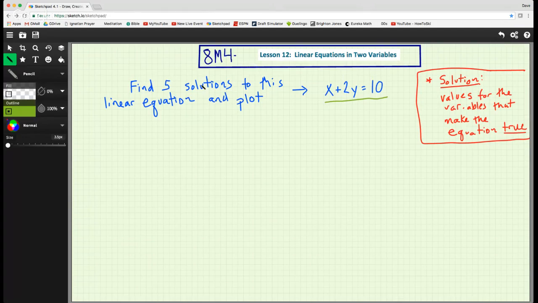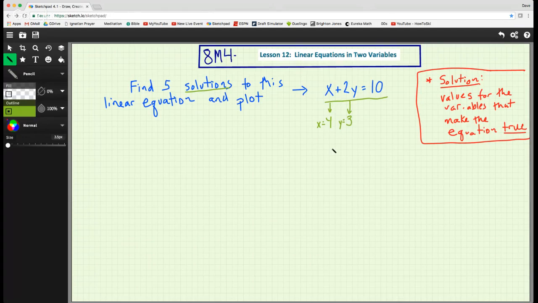Okay, so let's recall what a solution to an equation is. A solution is values that make this equation true. So let's try some numbers. Let's try x being 4 and y being 3. So x equals 4 and y equals 3. Now that's a possible solution. Now is it a solution? Well, we have to plug the numbers in and see if it makes it true.